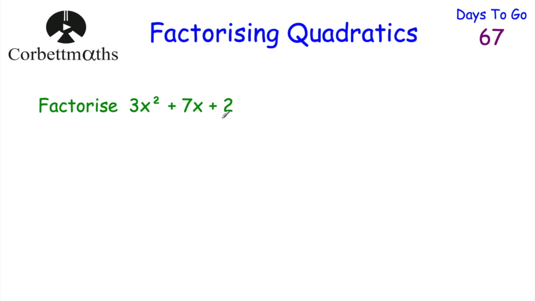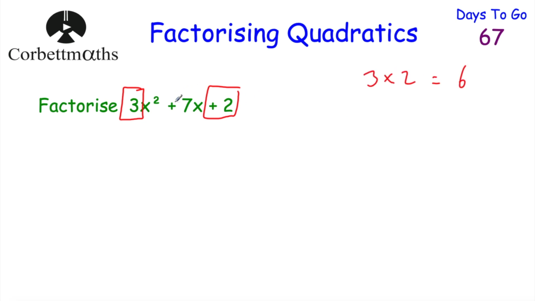Okay, so we're now going to factorize this by using the split in the middle technique. The first thing I would do is look and see what the coefficient of the x squared is. In other words, what number is in front of the x squared, that's 3. And I would look and see what number's on the end of the quadratic, which is 2. And I would do 3 multiplied by 2, and that's equal to 6.